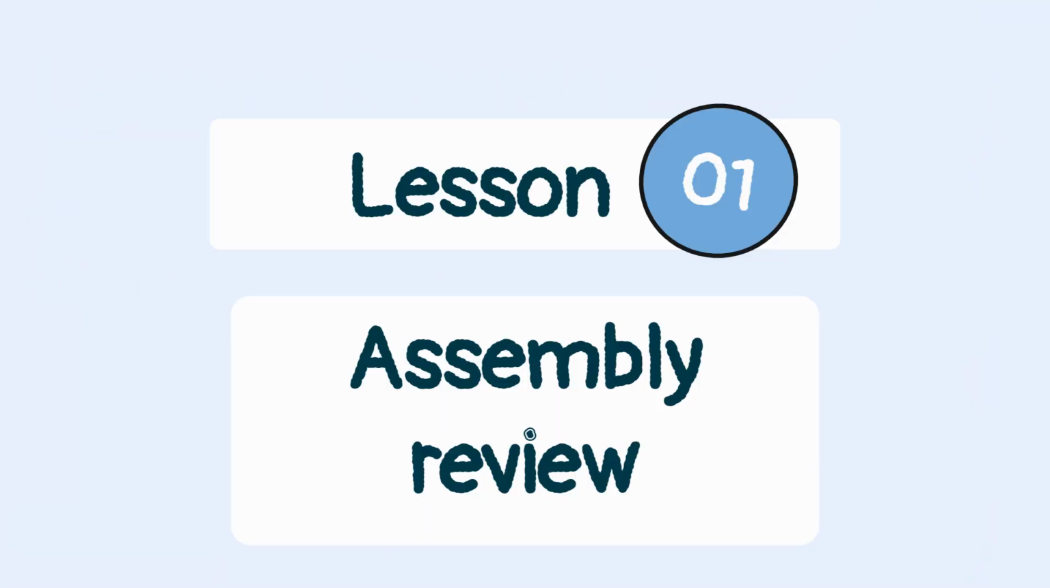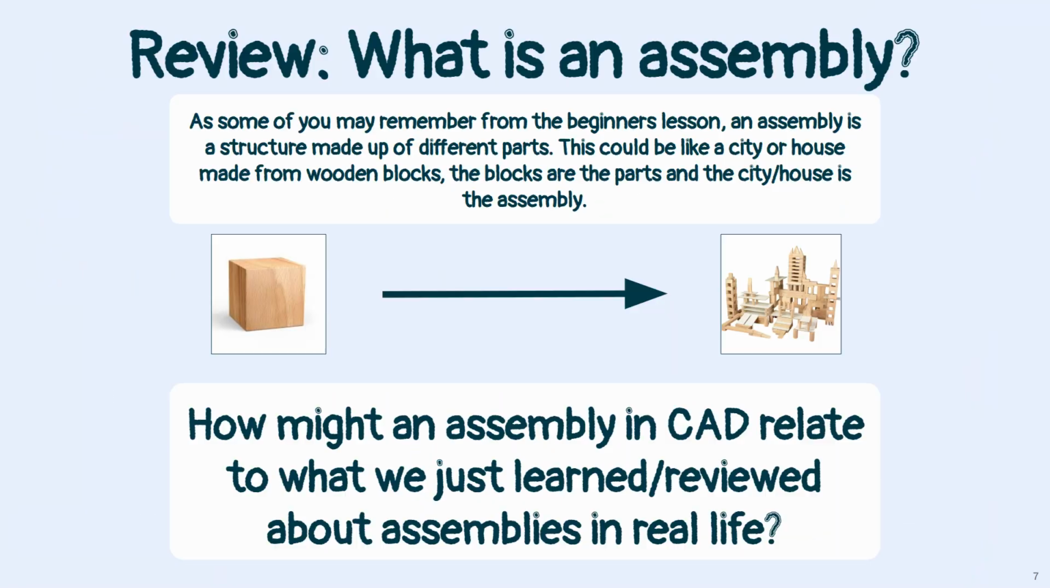So, a quick assembly review from the beginner's lesson. Review. What is an assembly? Well, as some of you may remember from the beginner's lesson, an assembly is a structure made up of different parts. A good analogy of this could be a city or house made from wooden blocks. The blocks are the parts, and the city/house is the assembly. So, how might an assembly in CAD relate to what we just learned/reviewed about assemblies in real life?